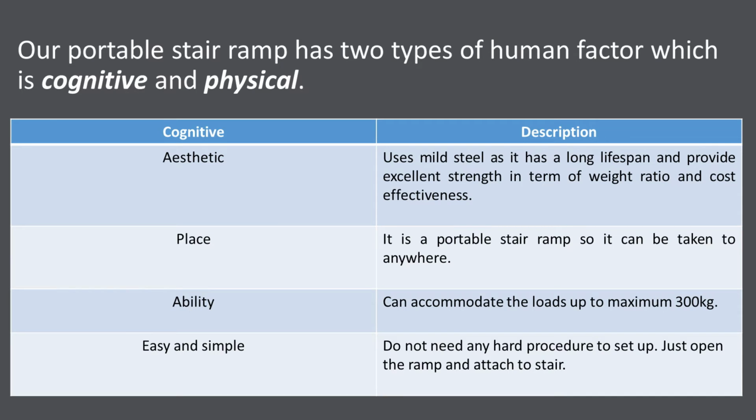Our portable STAIR ramp has two types of human factors, which are cognitive and physical. For cognitive, starting with aesthetic, users like mild steel as it has a long lifespan and provides excellent strength in terms of weight ratio and cost effectiveness. Secondly is place. It is a portable STAIR ramp, so it can be taken anywhere. Thirdly is ability, it can accommodate loads up to a maximum of 300 kg. And lastly, easy and simple. It does not need any procedure to set up. Just open the ramp and attach it to the stair.